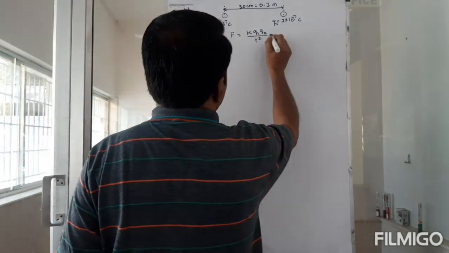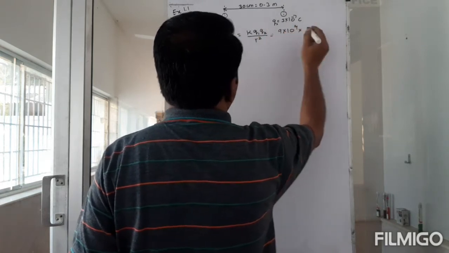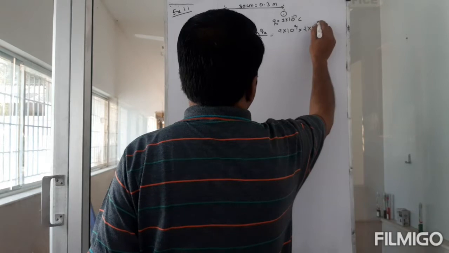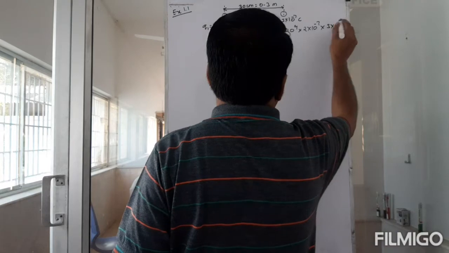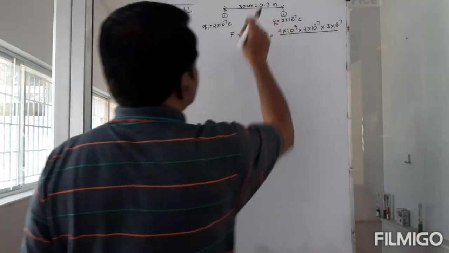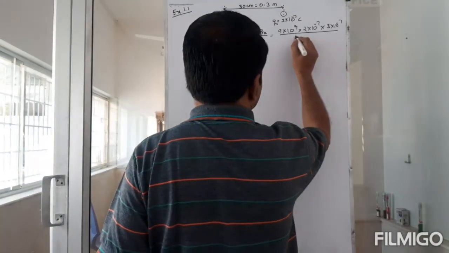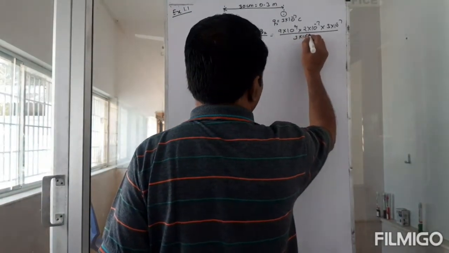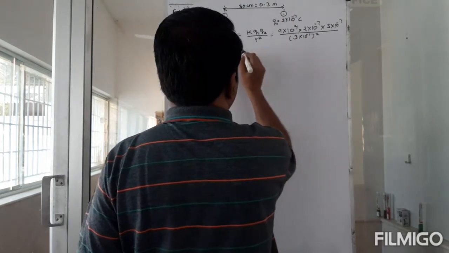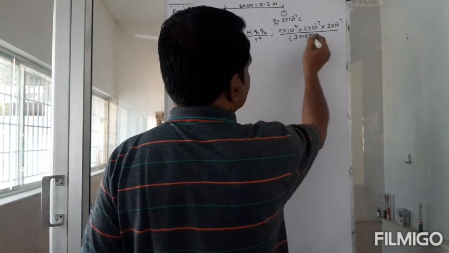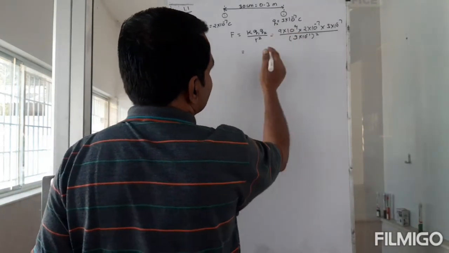So K is 9 into 10 power 9, we know that, and Q1 is 2 into 10 power minus 7, and Q2 is 3 into 10 power minus 7, and this is 30 centimeters or 0.3 meters. I can write this as 3 into 10 power minus 1, so that is 0.3, right? The whole square. So what this will do is 3 squared and 10 power minus 2 is what you will get. The 3 squared is 9, and 9 and 9 will cancel.